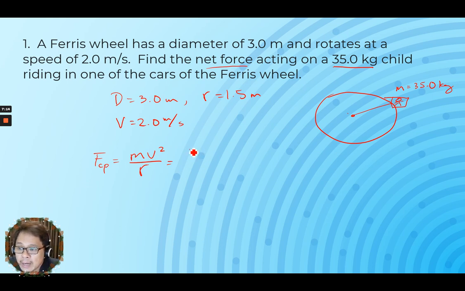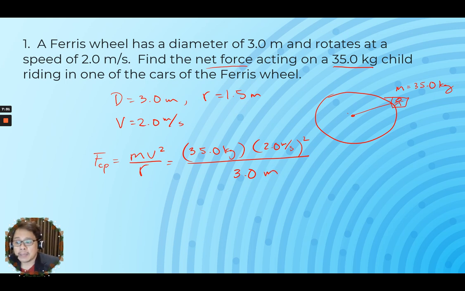So the mass is 35.0 kilograms. The V is 2.0 meters per second. Then we square it. And then the radius is 3.0 meters. Let us check if all the units are in MKS. So mass is in kilograms, the velocity is in meters per second, and the radius is in meters. So you will get newtons here.